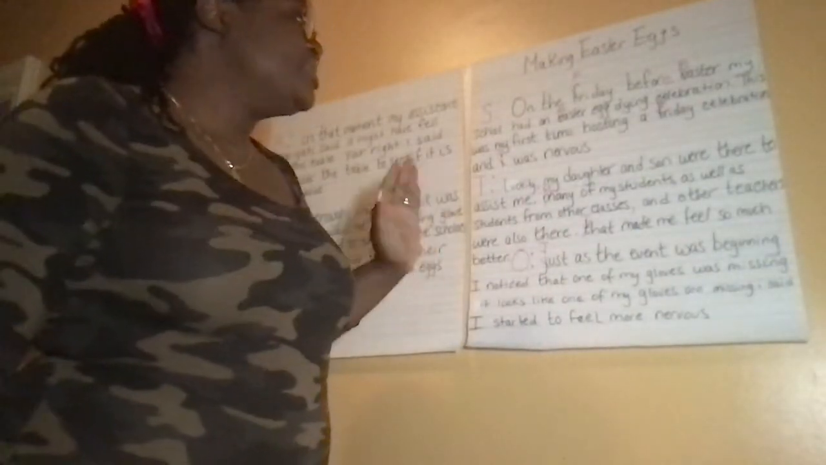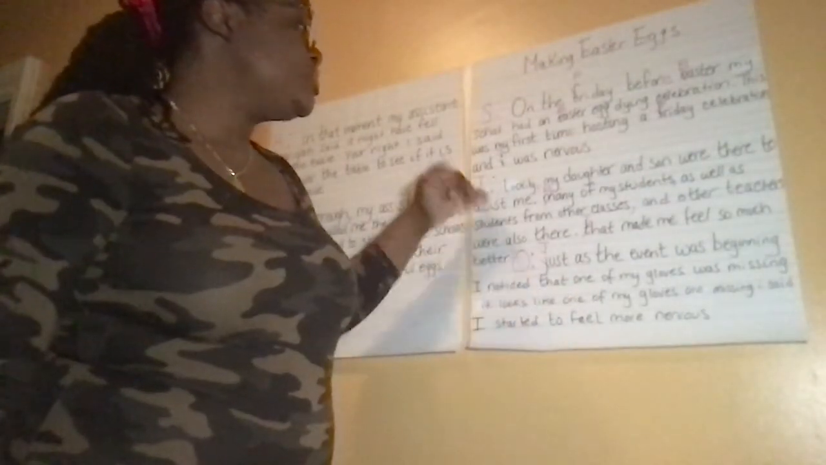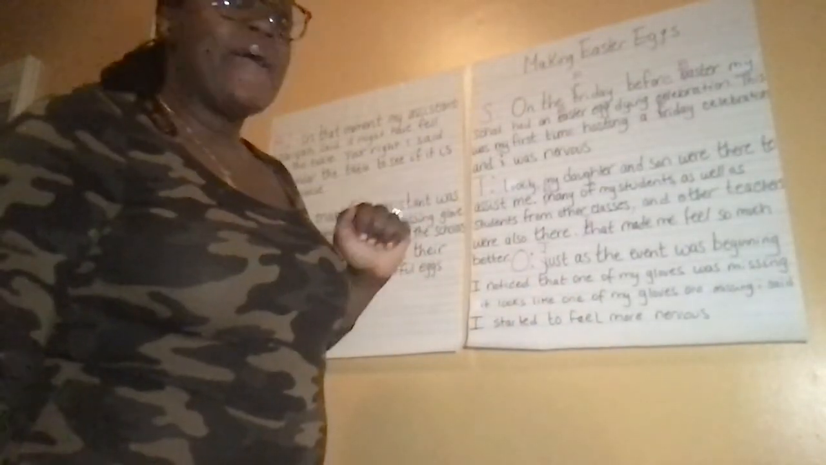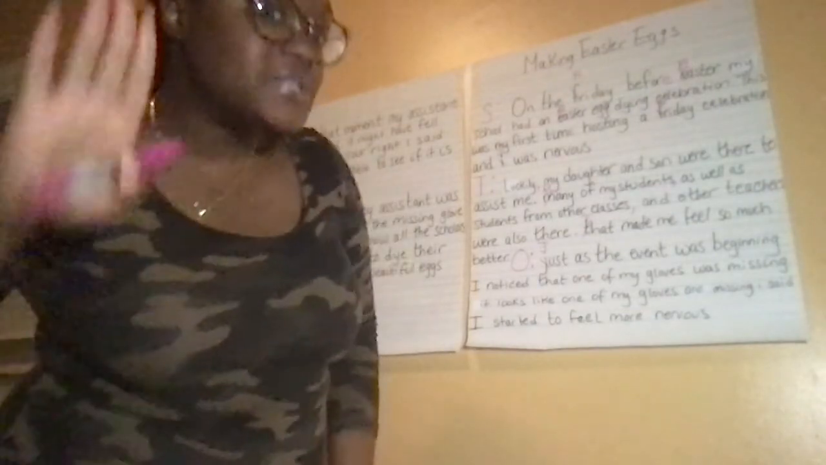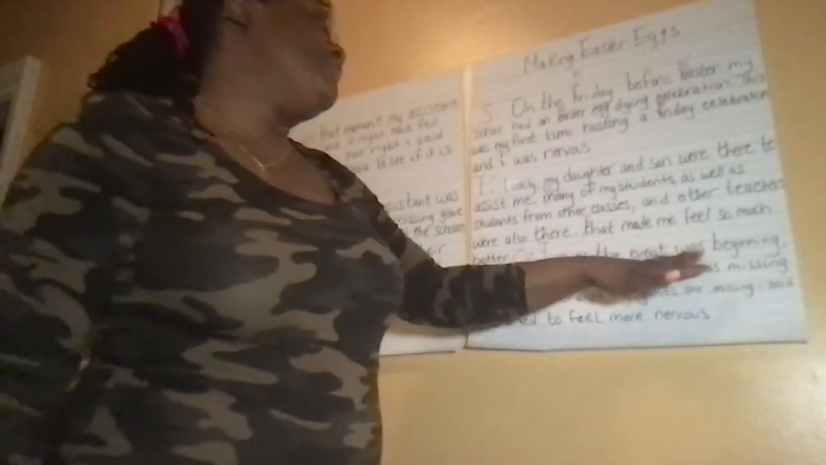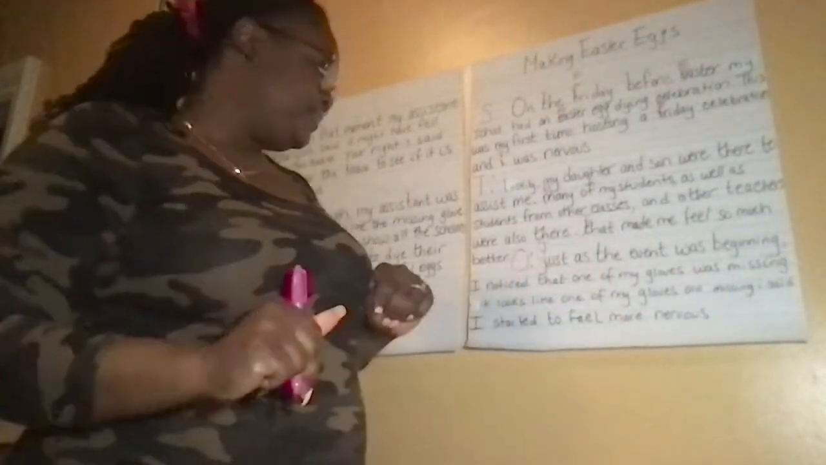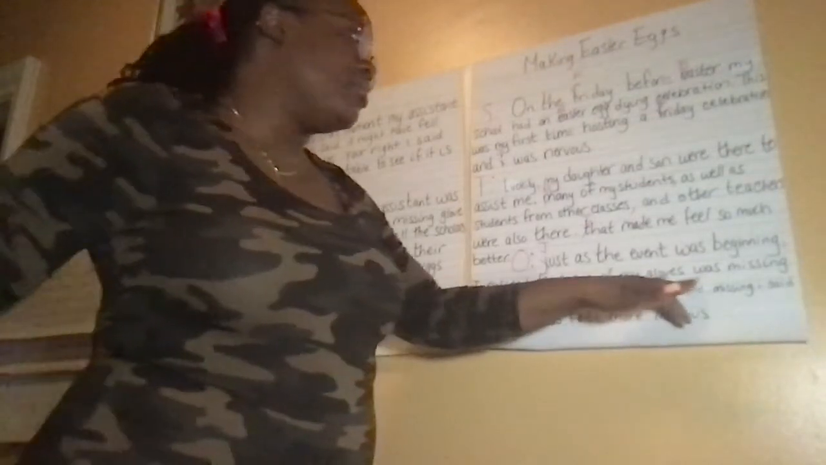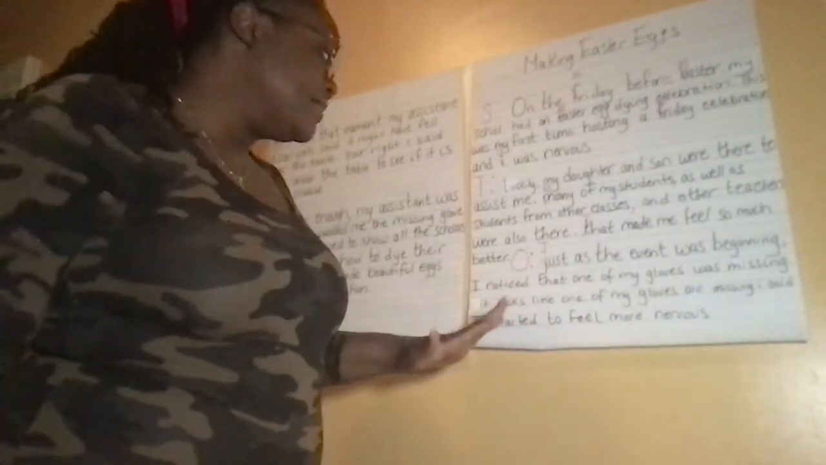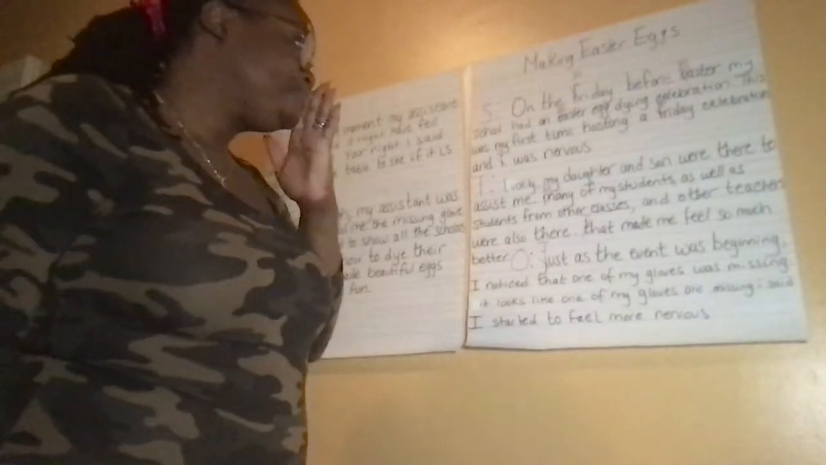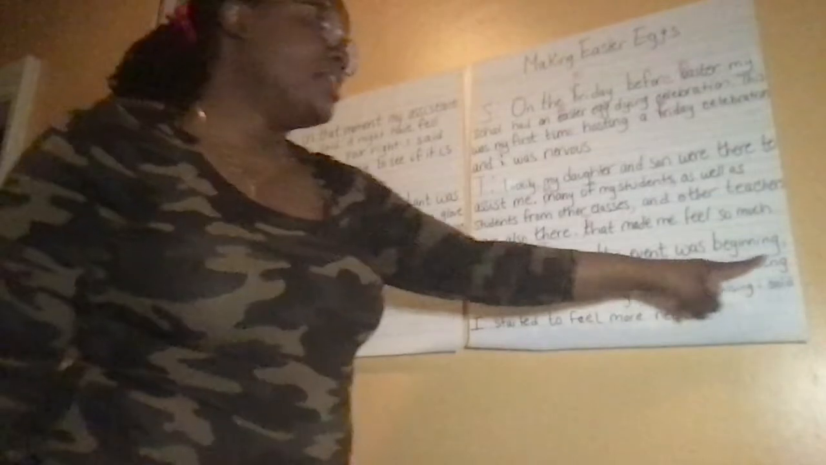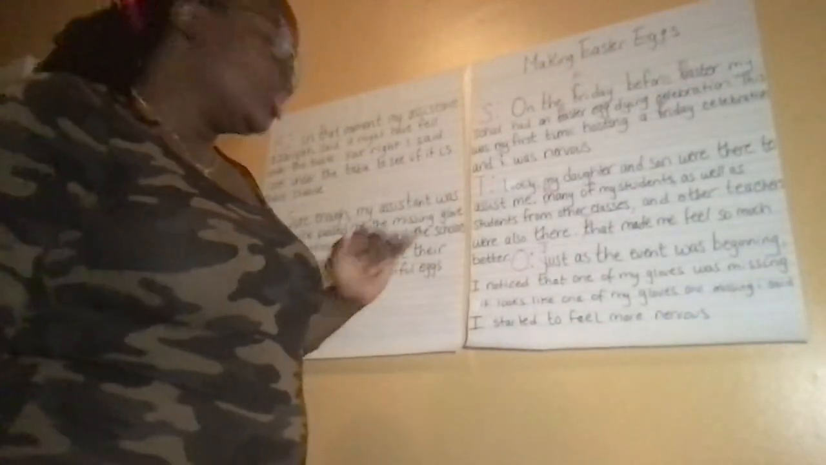Okay. So friends, this is really a transitional phrase to connect my O to my T. So that means after every transitional phrase comes a, that's right, a comma. So I'm going to put a comma right here. Just as the event was beginning, pause, I noticed that one of my gloves was missing. Great, that's perfect, okay? I made sure that my I was capitalized, and I made sure that I had a period at the end of that sentence. So let's move on.